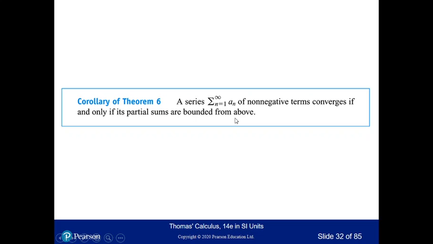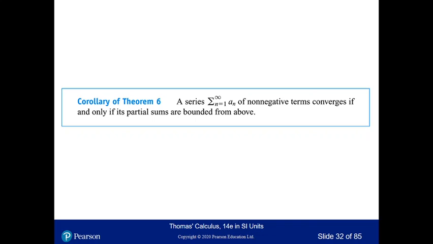Test: we say a series of non-negative terms converges if and only if its partial sums are bounded from above. This is a fact. It's a corollary to Theorem 6, actually. So we require that the series has non-negative terms. It's going to converge if and only if the partial sums are bounded from above.